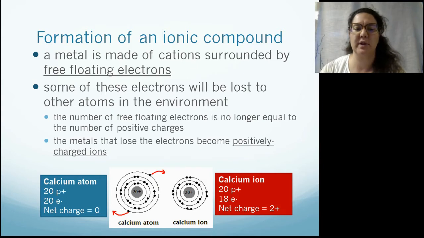Some of these electrons will be lost to other atoms in the environment. And then the number of free-floating electrons is no longer going to be equal to the number of protons or positive charges in that metal. Now those metals that have lost electrons are going to become positively charged. So a calcium atom has 20 protons and 20 electrons for a net charge of 0, whereas a calcium ion has 20 protons and 18 electrons for a net charge of 2 positive.